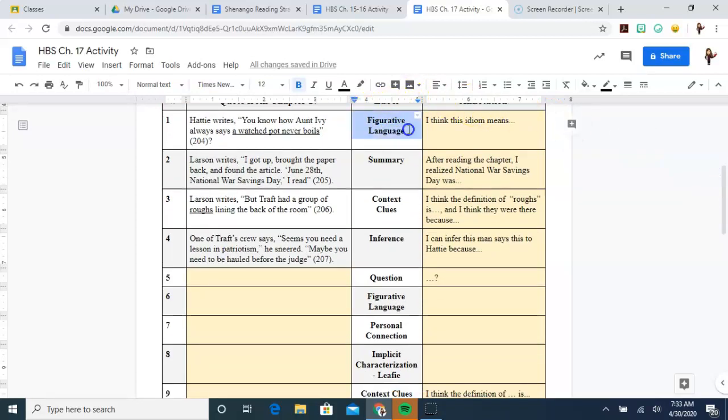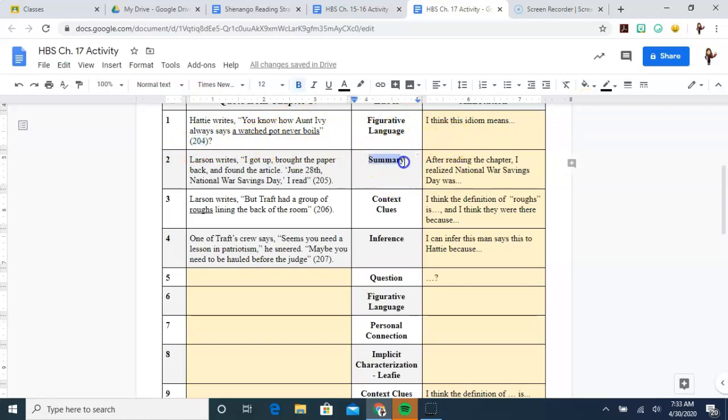So figurative language means that the author is using something like a simile, a metaphor, hyperbole, idiom, etc. There are a bunch of different types of figurative language. If you don't remember those, there's a video out there on Google Classroom as well as on my YouTube channel about figurative language. So here's an idiom. A watched pot never boils. So she's not literally talking about watching a pot to see if it boils. So I want you to figure out what you think she means. As you're reading page 204, you might want to look at what she says after this. That might help you to figure it out.